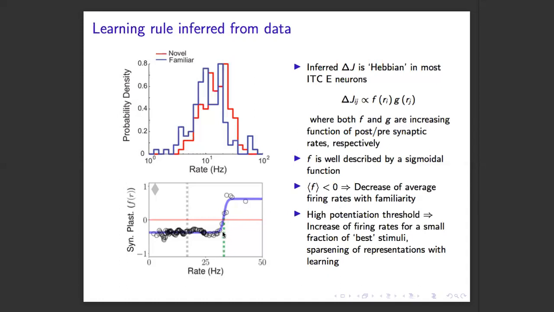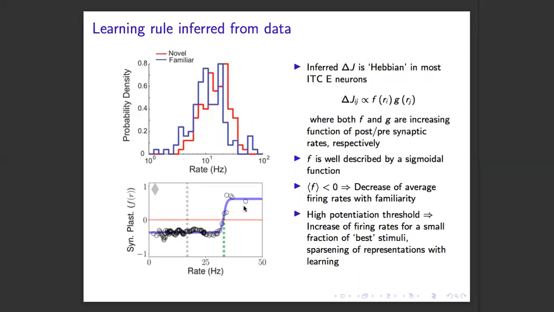So essentially, what we infer here is a Hebbian rule that has a strongly nonlinear dependence on firing rates, in particular on the postsynaptic firing rate, and also that has a high threshold for potentiation. Basically, to get a potentiation of responses, we need the firing rates to be above this threshold, which is only reached for a small fraction of the stimuli. And in fact, what we showed is that this plasticity rule will lead to a sparsening of representations with learning. Because essentially what this plasticity rule is doing is enhancing the rates of only a small fraction of neurons, but at the same time decreasing the rates of most of all the others.